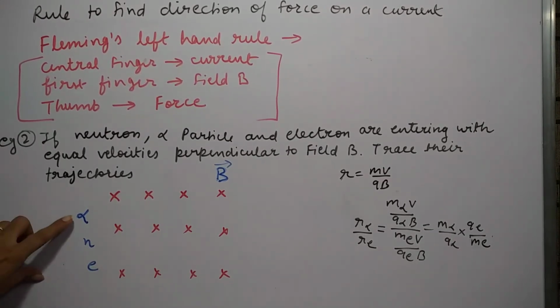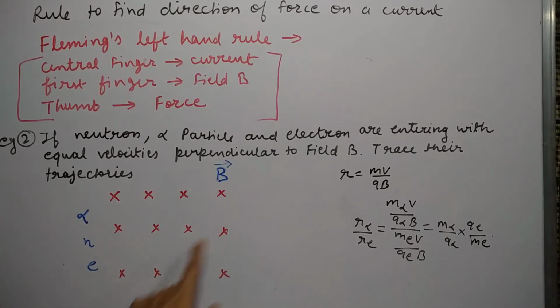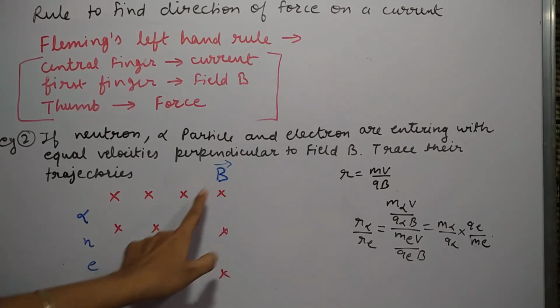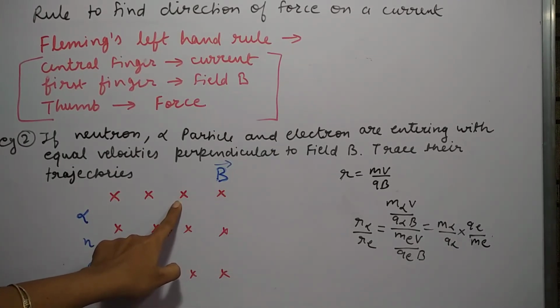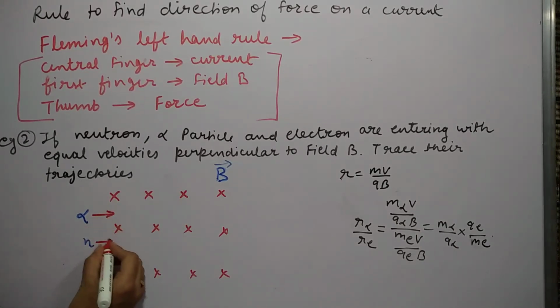Okay, see, alpha, neutron and electron, they are entering in the field. This is shown field, magnetic field B. Cross means it is normally inwards. Okay, now all are entering. Alpha is also entering. Okay, they are entering. Fine.